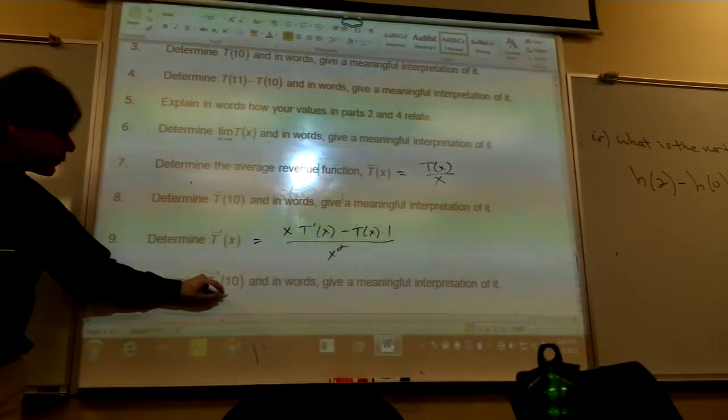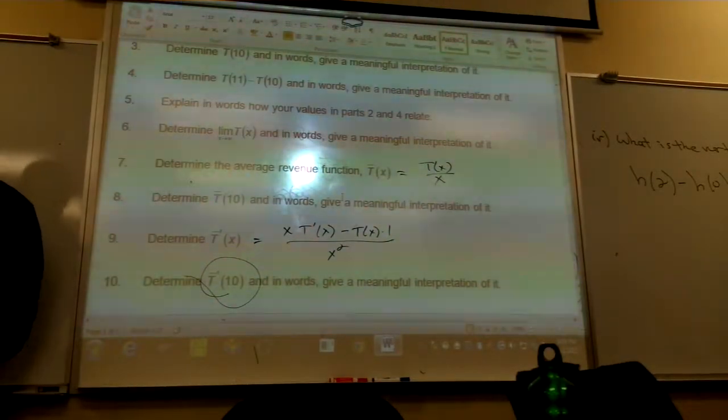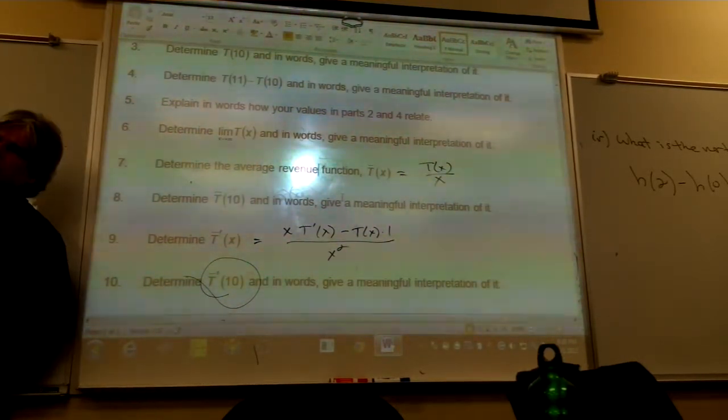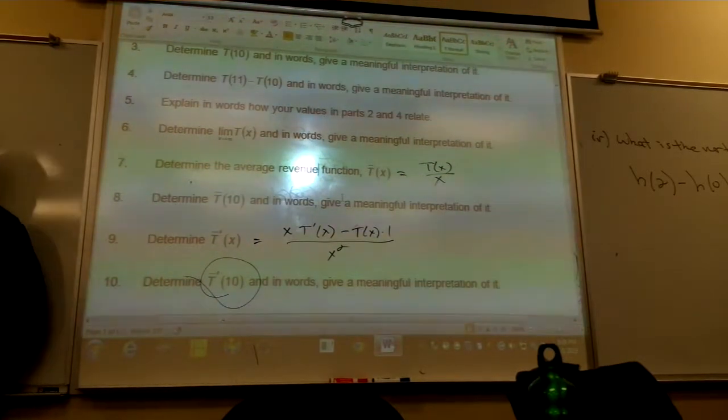If I came up with a number for the derivative of big T bar of 10, what would that represent in words? Who cares what the number is? I just want to talk about the concept. What would that represent? How much you made in the 10th year? I think that would be big T of 10. But what about big T bar prime of 10?